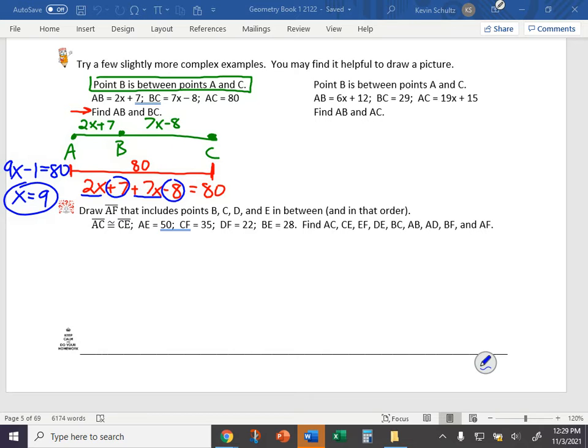Your task here was to find AB and BC. Now that we solved for x, what do we do with it? Right. Now that we know what x is, we can plug it into our expressions up above to solve for the length of AB. 2 times 9 is 18, plus 7 gives us 25.